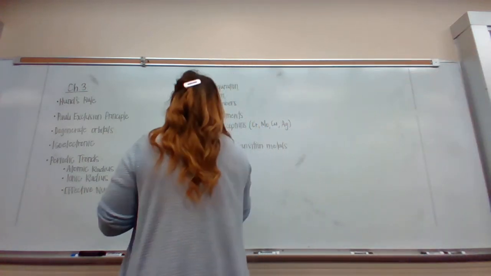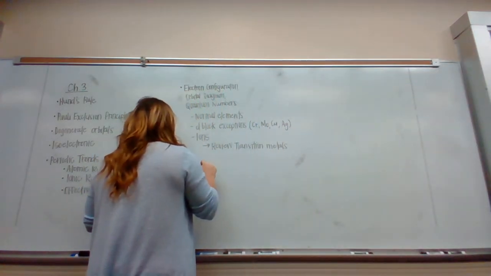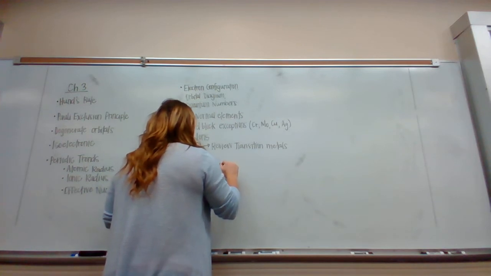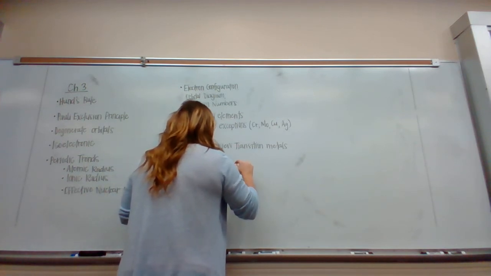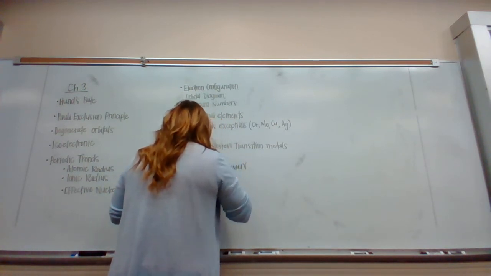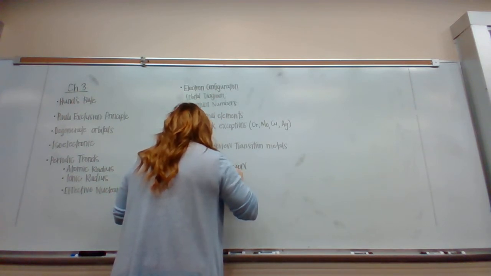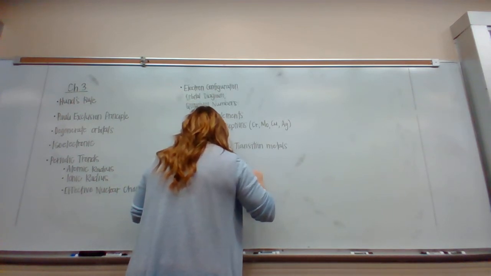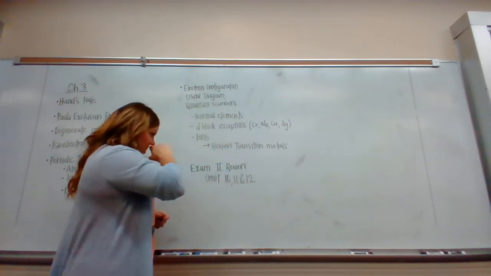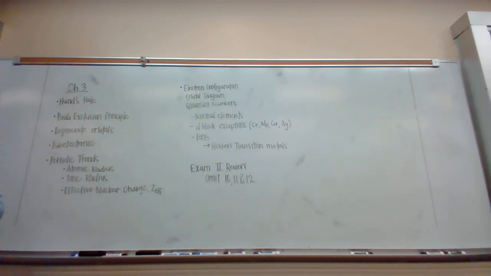On the exam 2 review, you can omit 10, 11, and 12. I usually test chapter 5 with 3 and 4, but we're not. So 10, 11, and 12 correspond to chapter 5.